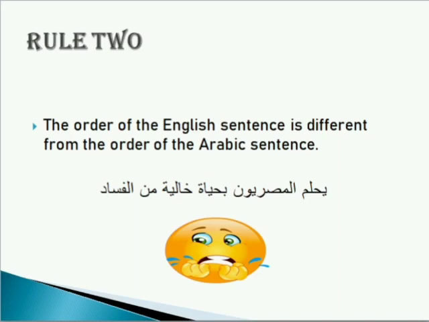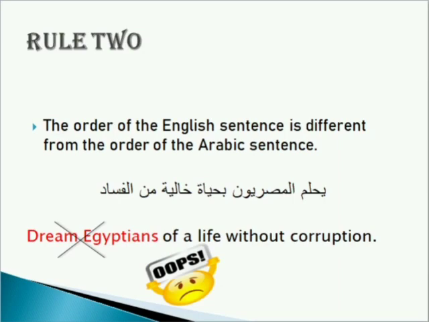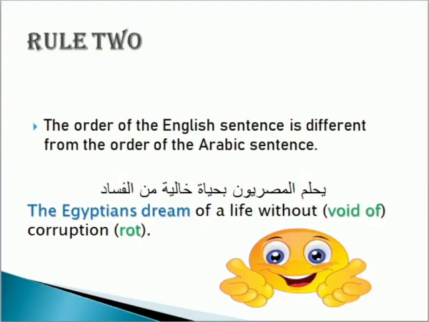For example, يحلم المصريون بحياة خالية من الفساد. If you translate this sentence in the same order in Arabic as English, you will say dream Egyptians, which is wrong. You can't say dream Egyptians, this is not English. But you have to say the Egyptians dream. You change the order of the sentence. بحياة, dream of a life, خالية من الفساد, خالية, without or void of. الفساد, corruption or rot. So, the Egyptians dream of a life without corruption or void of corruption or void of rot.